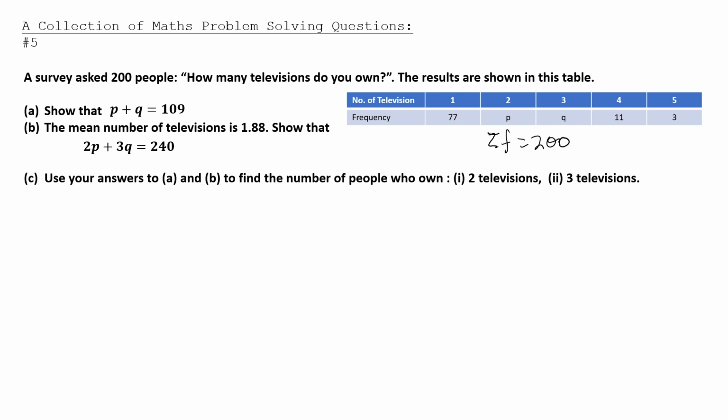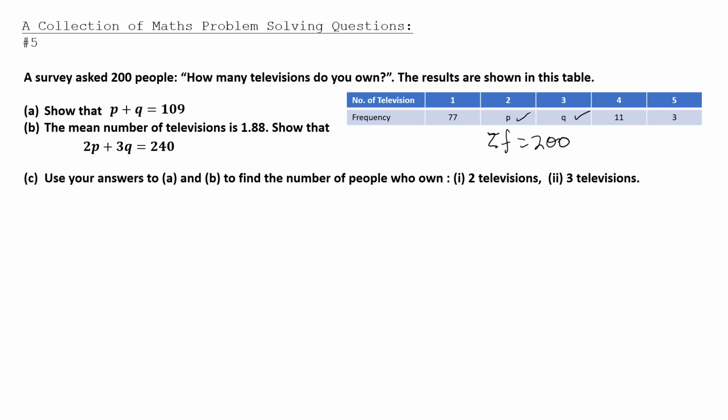Okay, now part A says we have to show that P plus Q, so this is P, that's Q, so P plus Q equals 109. Part B says the mean number of televisions is 1.88. Show that 2P plus 3Q equals 240. And part C is using the information in A and B, so we need to find P and Q, I think, to find how many own two televisions and how many own three televisions.